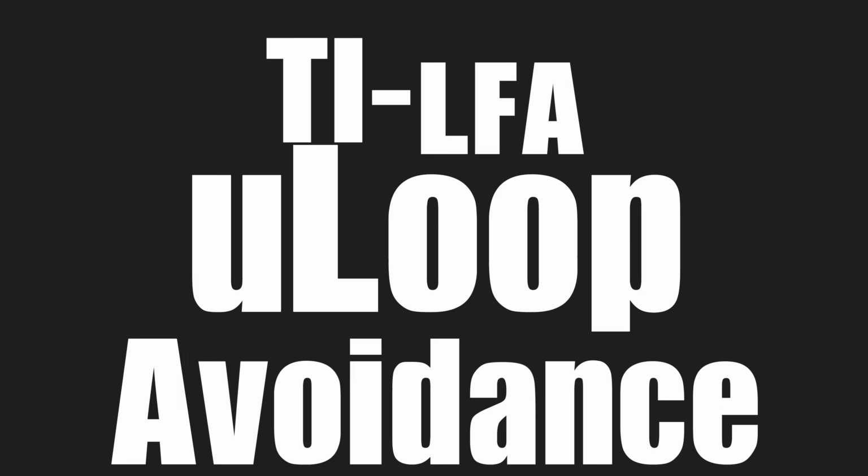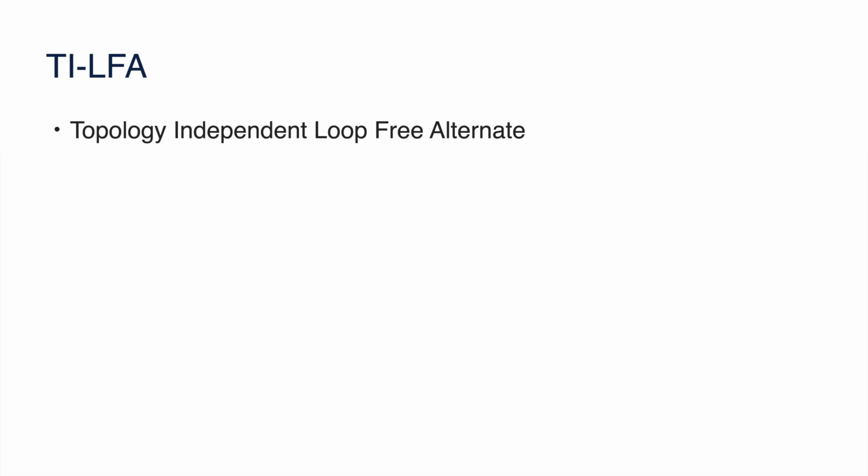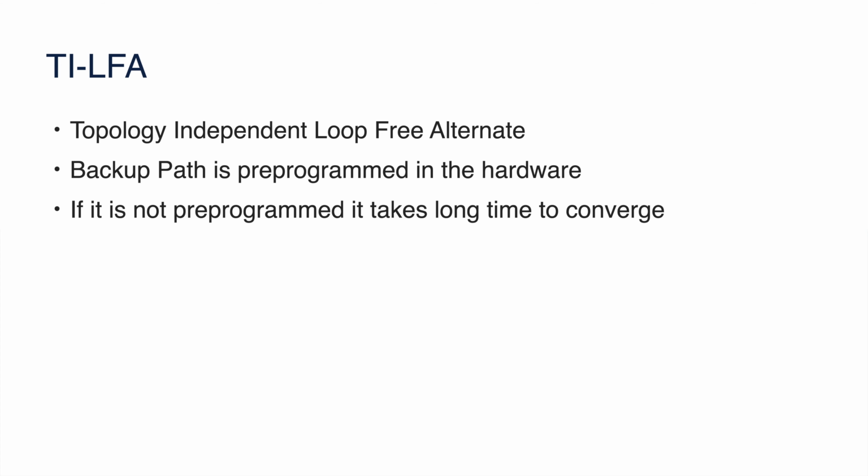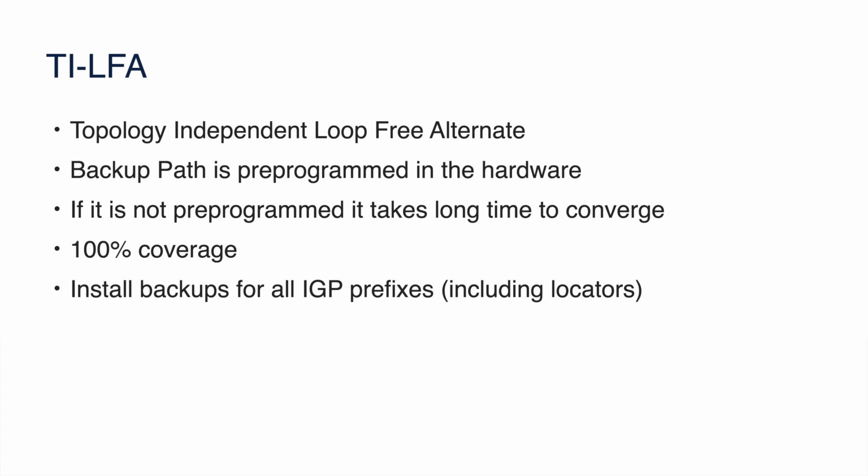Other important features in 7.3.1 are TI-LFA and microloop avoidance. TI-LFA means topology independent loop-free alternate. It uses segment routing information advertised in ISIS, those functions UN and UA, to pre-program a backup path in the hardware before failure. And then once a link fails and it is detected by the router, the router can very quickly switch to the pre-programmed backup path with a minimal outage. That outage is guaranteed to be under 50 milliseconds, but on most platforms it is much faster.